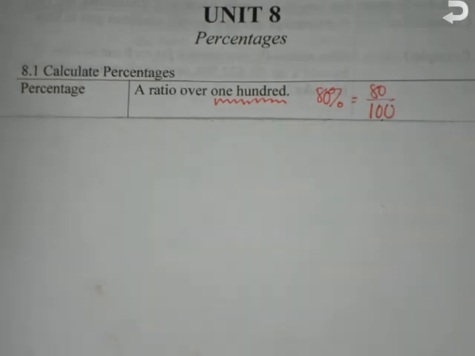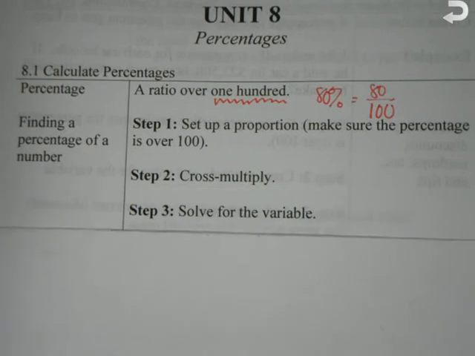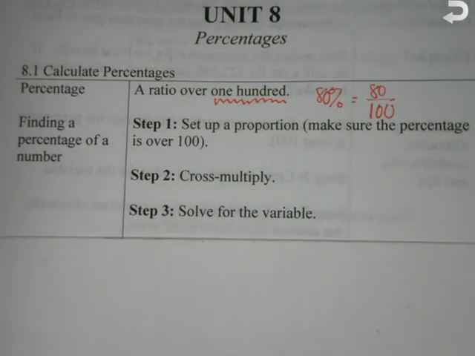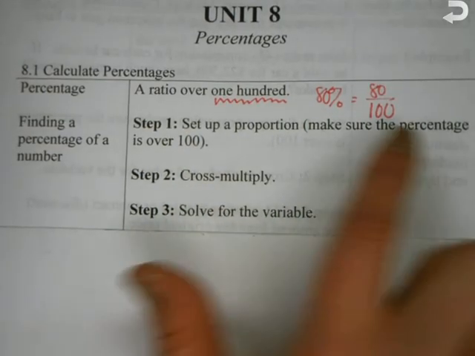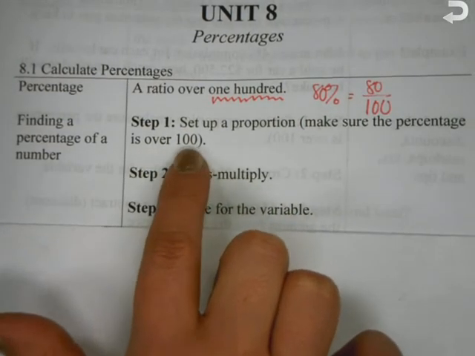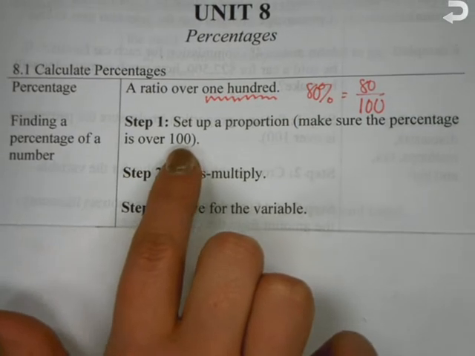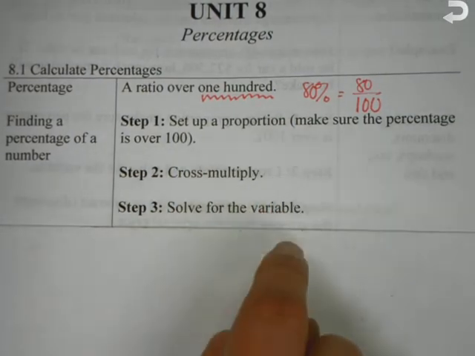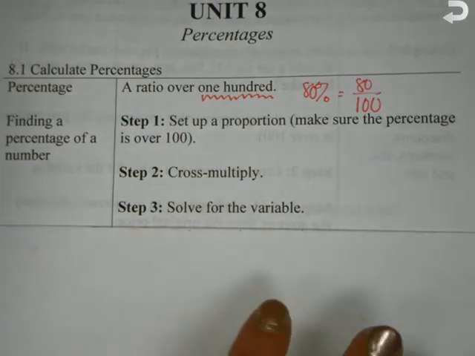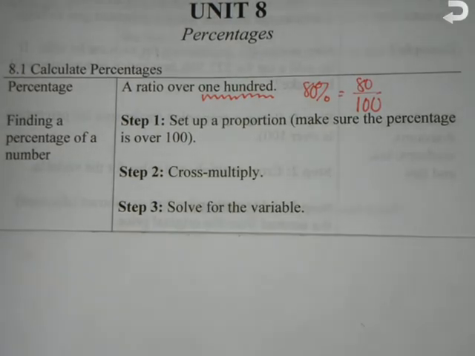So how do I find a percentage of a given number? So say I want to find 10% of 50. Okay, the first step is we're going to set up a proportion. Now the percentage is going to be over 100, and then we're going to put the smaller number on top and the bigger number on bottom. Okay? Step 2, we're going to cross multiply, and there's always going to be a variable, one part that we don't know. So step 3, we're going to solve for the variable.